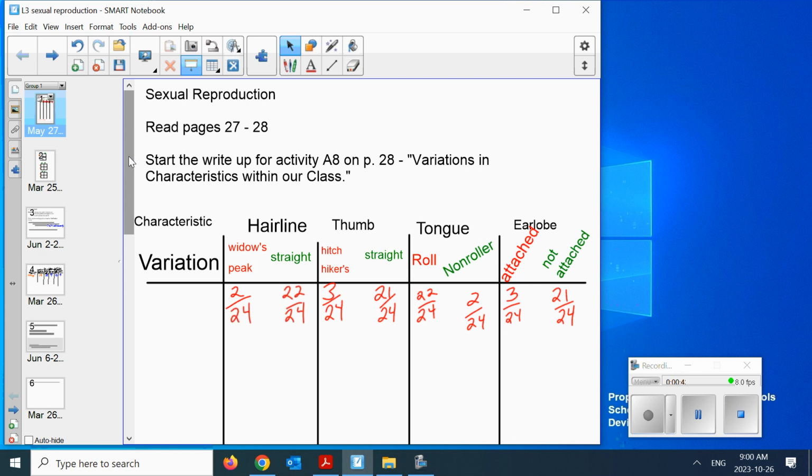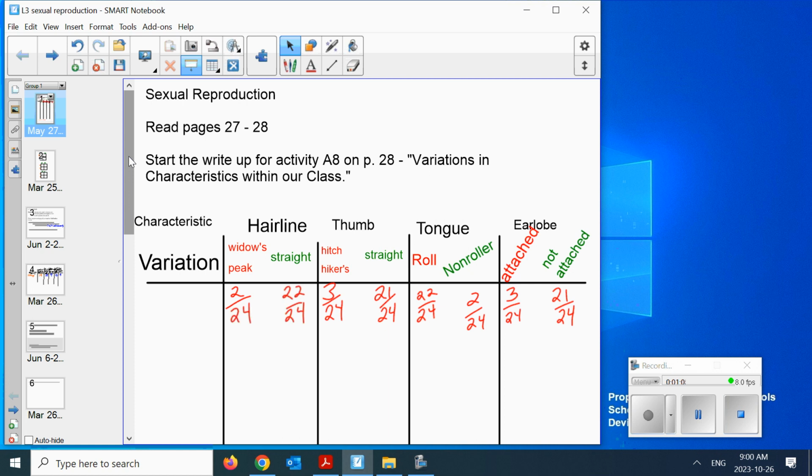Tongue rolling. Most people can roll their tongue. Some people, it's just impossible. Can't do it. Attached earlobe is not as common as the hanging earlobe, right? Okay. We just did some of those things. Now, you might be saying, well, why? It's maybe a genetic thing.